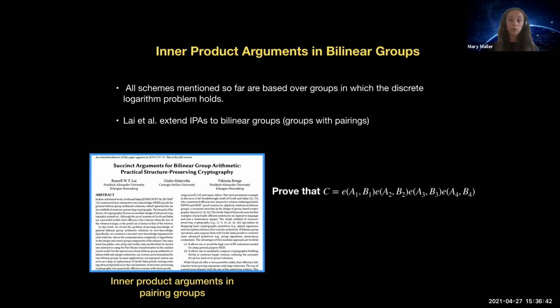So far, all of the schemes I've been mentioning have been secure in discrete log groups. You can also build inner product arguments in bilinear groups, and Lai, Malavolta, and Ronge in particular do this. So they say that we can prove that a set of pairing arguments has been applied correctly, such that we have a correct pairing evaluation.